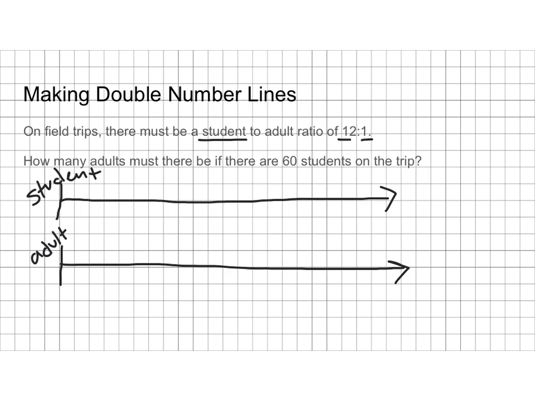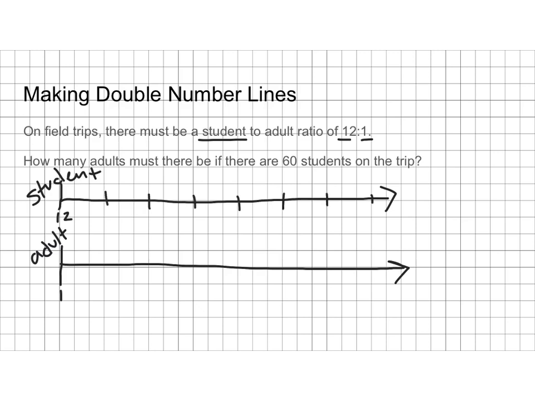And then we know that the student to adult ratio is 12:1. So I'm going to start the student number line at 12. And I'm going to start the adult number line at 1. Since these are different number lines, they can count by different amounts. They can be really, really different. In order for them to be useful, though, we're going to put the markings on the same spots.